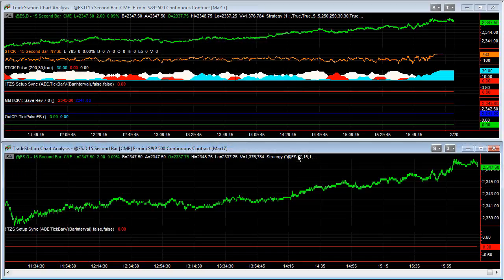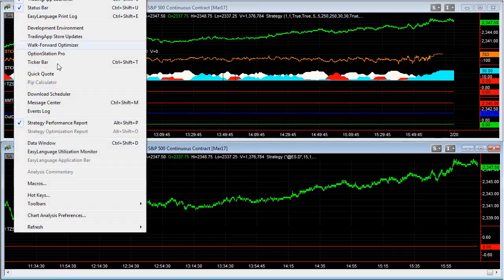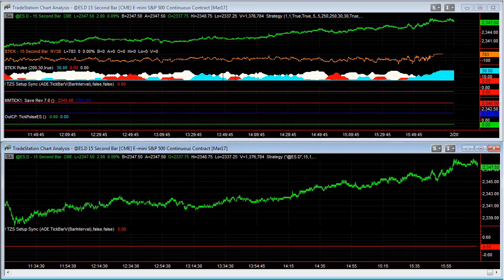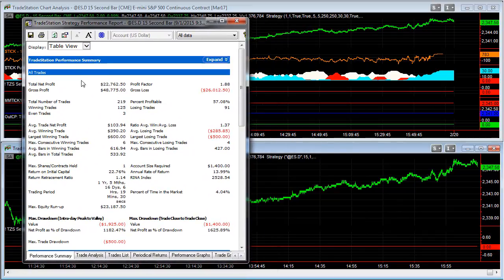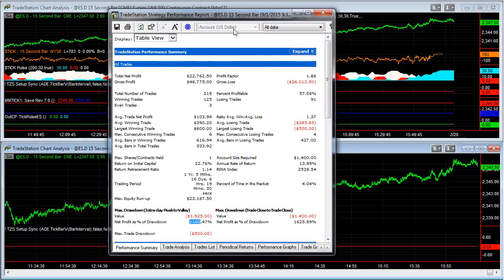If we use this consecutive losers approach, here are the results. Without slippage and commission, 22,762. The drawdown is 1925. The net profit as a percentage of drawdown on the money management algorithm on the base strategy was 1,200%. This is 1,182%. So there is a small drop, but close enough, about the same over this time period. But the one thing that we really boost is the average trade net profit.